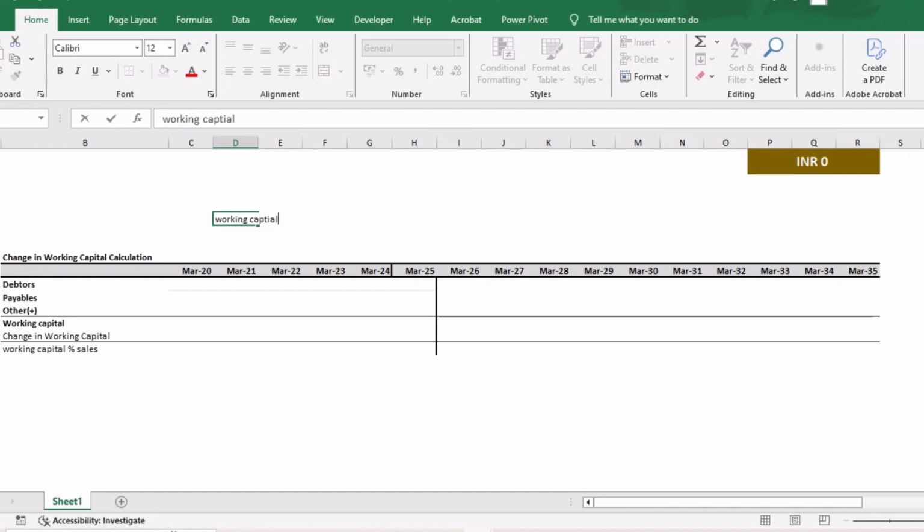working capital equals debtors, is better term, debtors plus inventory minus payables. Okay, this is the formula for working capital. But Infosys is a service company, so there's no inventory. So our formula would be debtors minus payables.